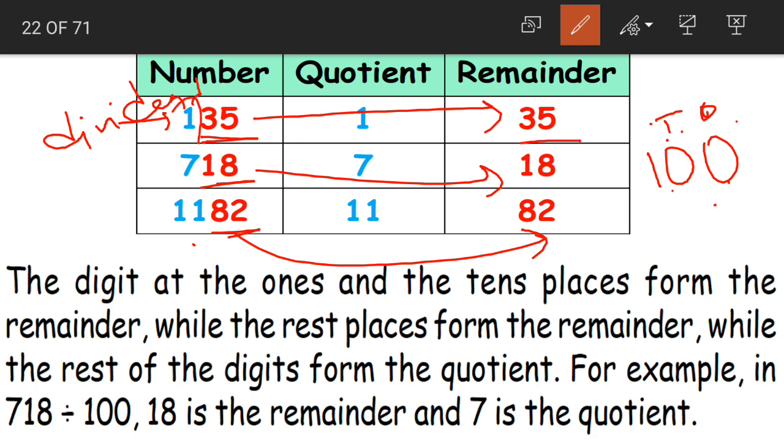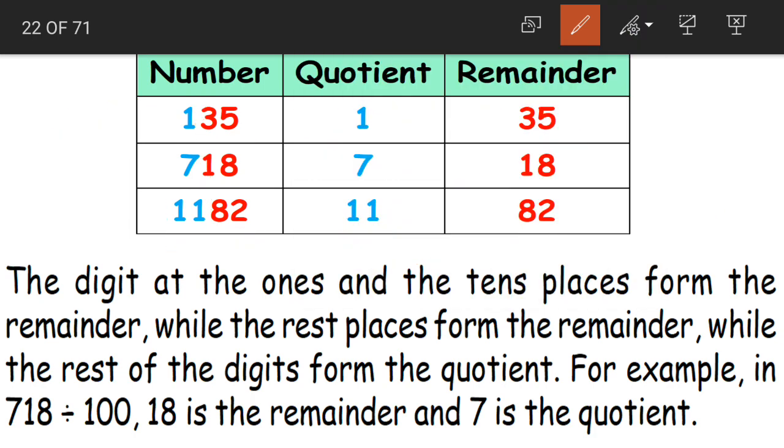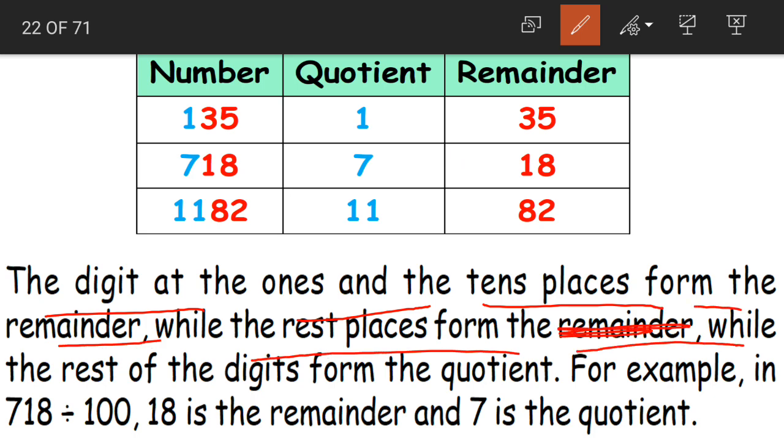Now what about the remaining digits? They become our quotient. Okay. So the digits in the ones and tens place form the remainder while the rest of the digits form the quotient. For example, in 718 divided by 100, yes, 1 and 8, 18 becomes our remainder and 7 becomes our quotient.